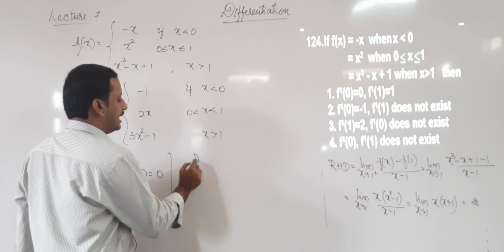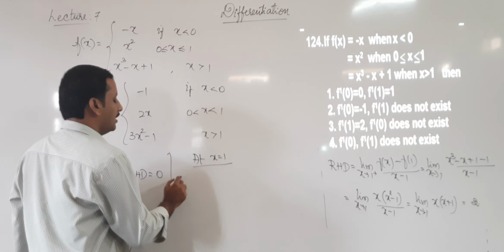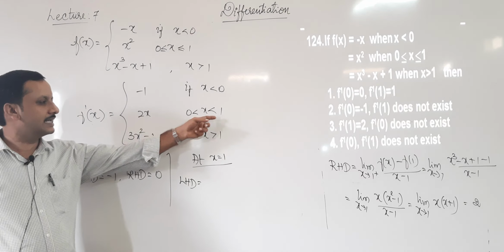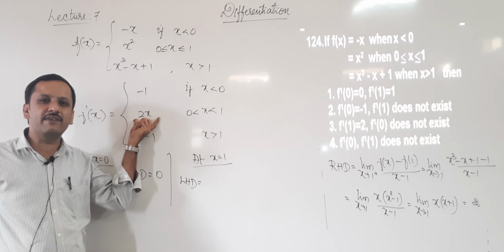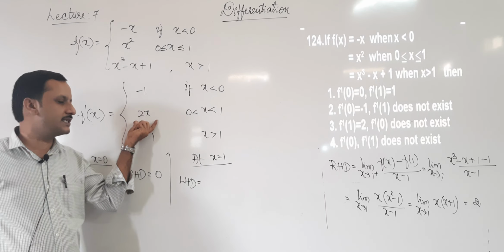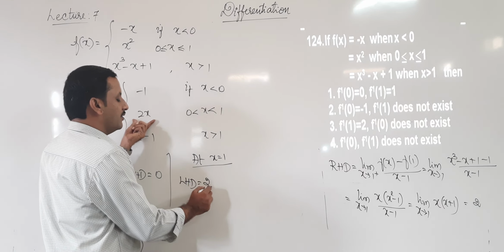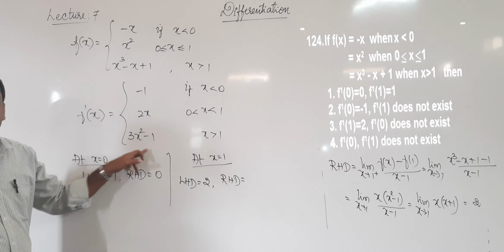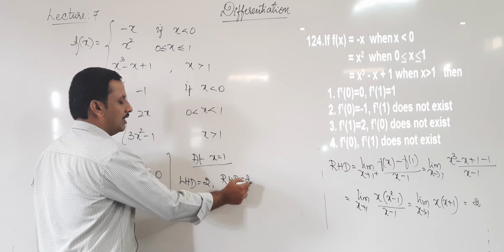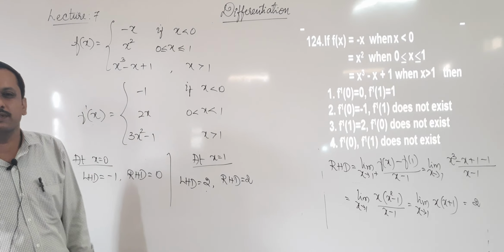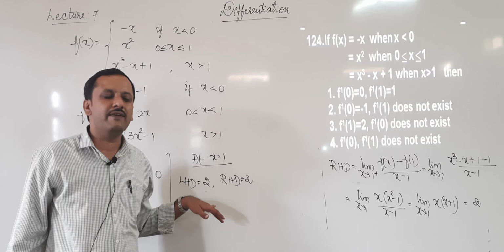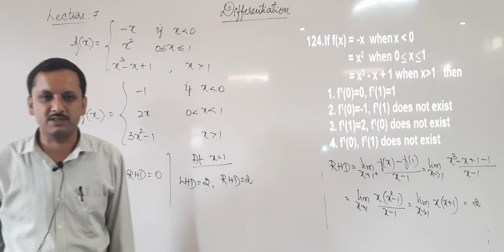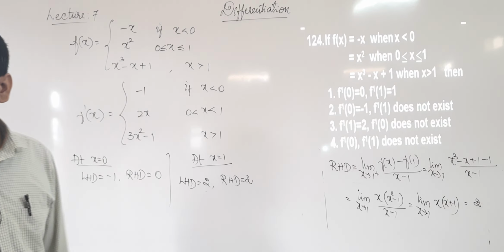Then at x equal to 1, left hand derivative, here x is less than 1, right? At x equal to 1, this is our left hand derivative. Put x equal to 1 in this. Putting x equal to 1, 2 into 1 will give you 2. Right hand derivative, put x equal to 1 here, we get 3 minus 1 which is 2. Left hand derivative is 2, right hand derivative is 2. So the function is differentiable at 1 and f dash of 1 is equal to 2. That's what we have. Now we will understand why this is called shortcut, right?